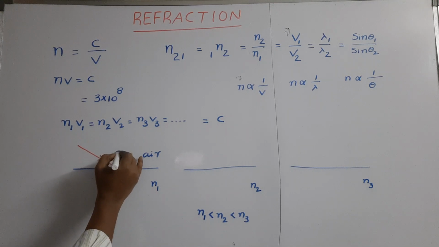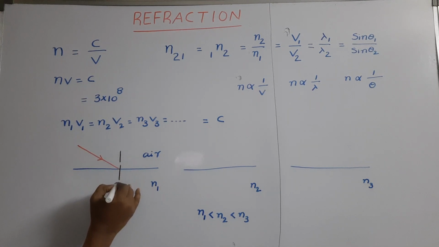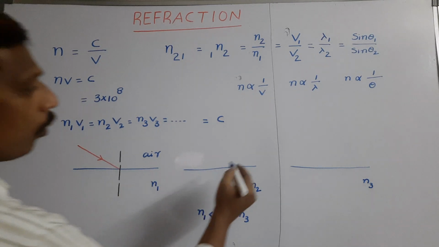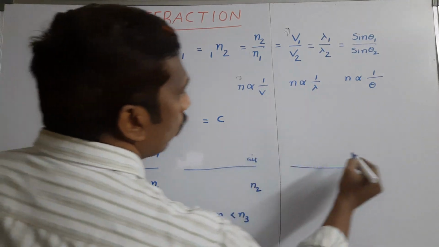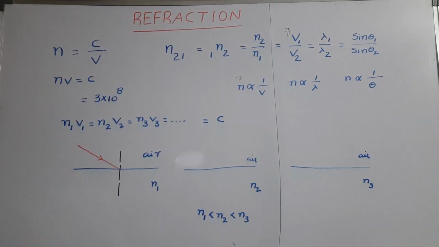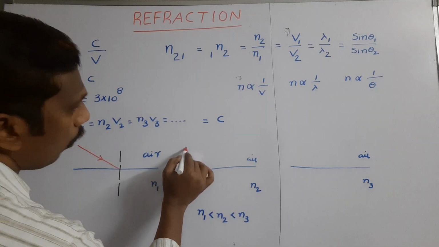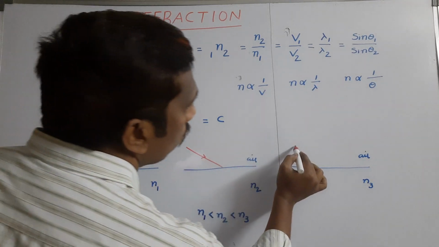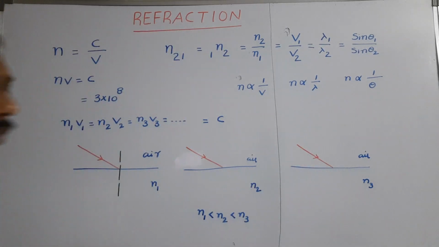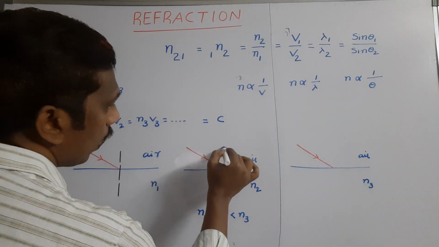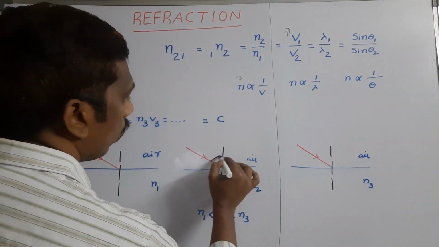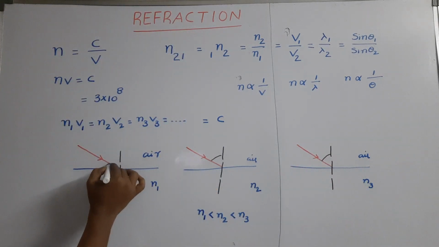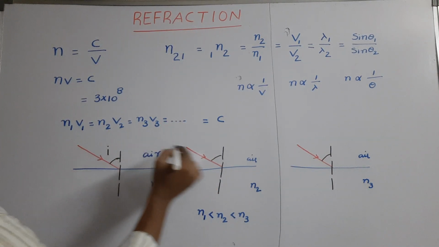Here first we should draw one normal. With what angle is the light ray incident? Here you assume these surfaces are air only. This one is air and this one is also taken as air. In the same three mediums, the light ray is incident with the same angle of incidence. Take it that the angle of incidence is the same for the three cases. In these three cases, the angle of incidence is taken as i only.